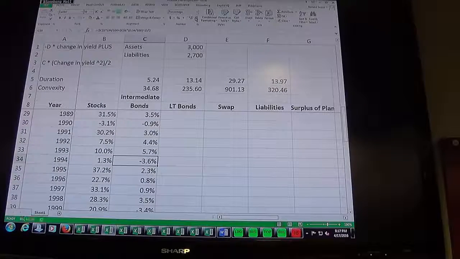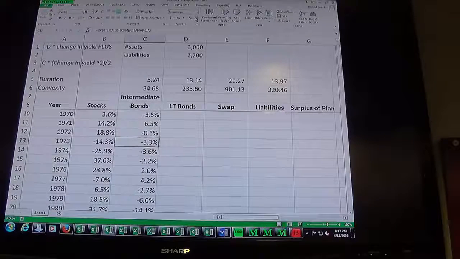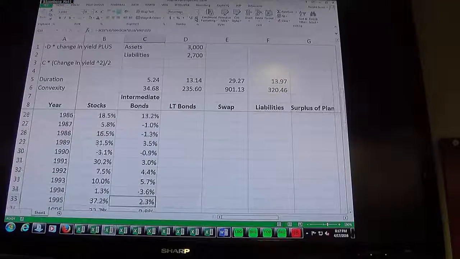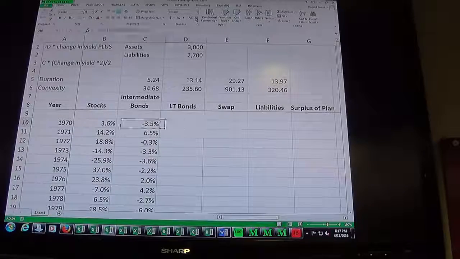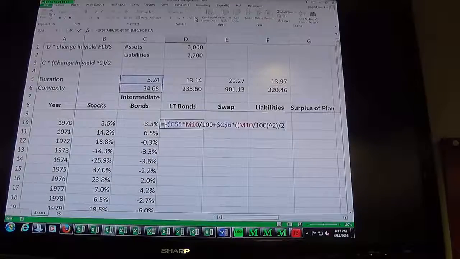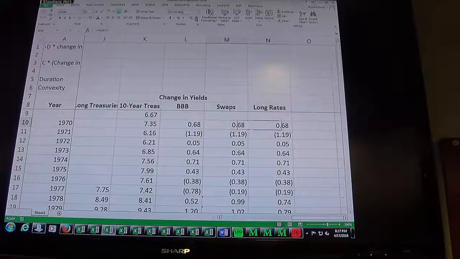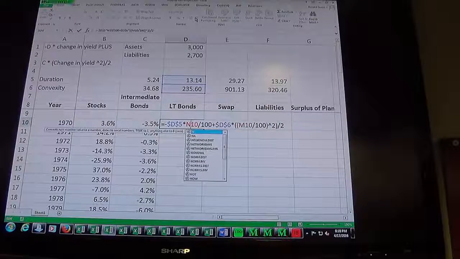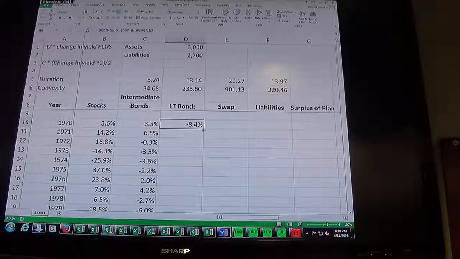Yeah, 1994. 2008 should be a negative number. Yep. So that's good. The 70s should be some negative numbers. The 80s should be tremendously positive numbers. So that looks pretty good. What do we do with the long bonds? We're going to use my duration, my convexity, and then for long bonds, we'll use N. So there's my report for the long bonds.